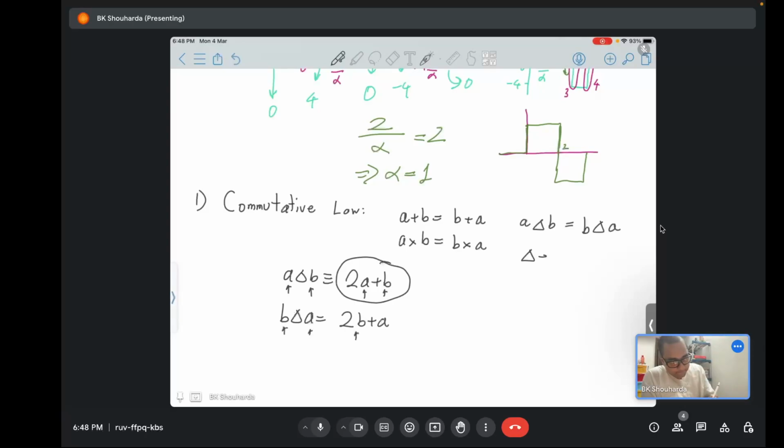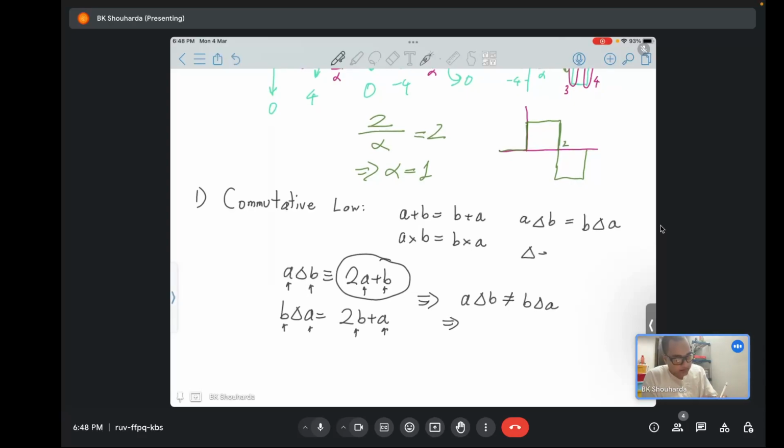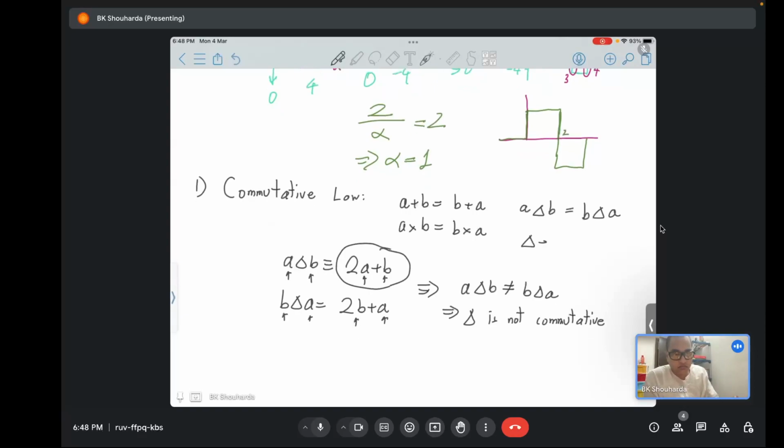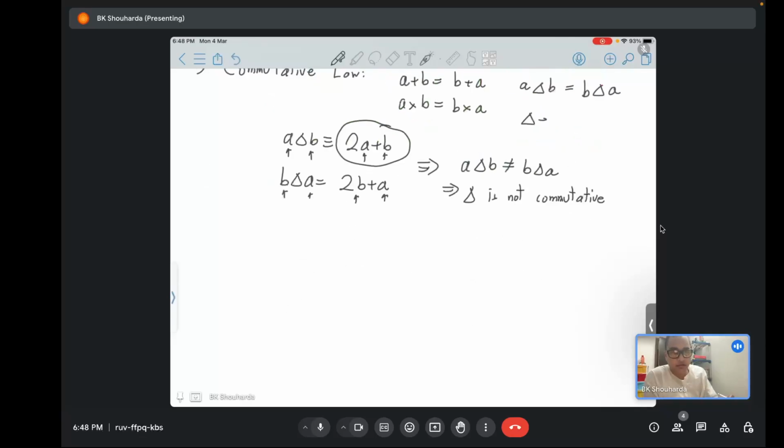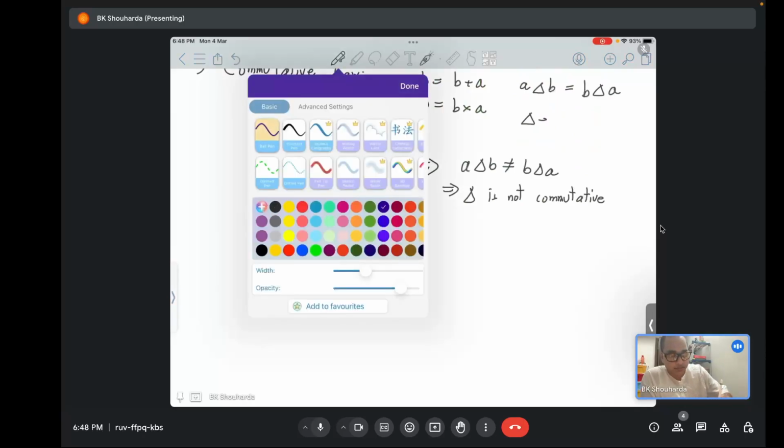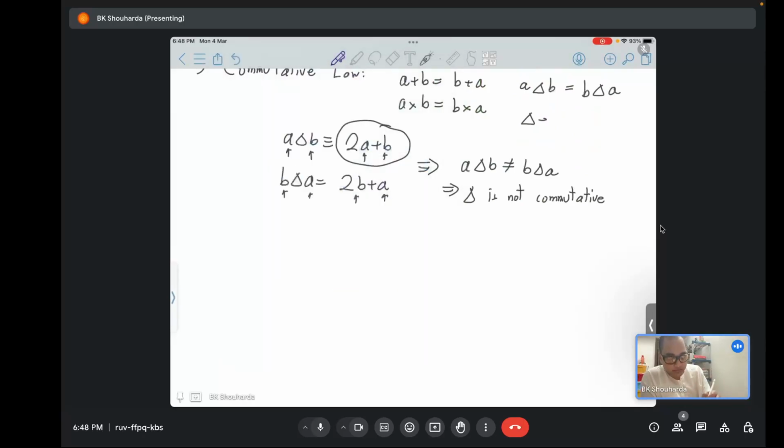So what does it mean? It means a delta b isn't equal to b delta a, and this implies that delta is not commutative. This is just a brief outlook into the commutative property. This is a part of hardcore algebra, and I am not going into that any further.